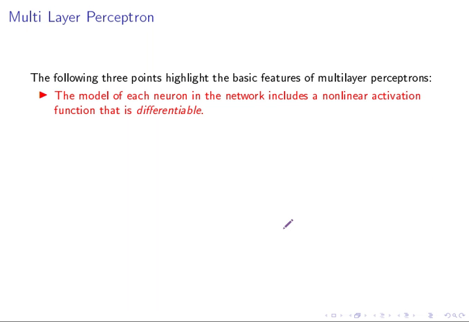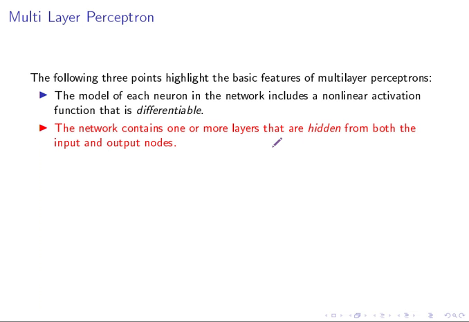Multilayer perceptron are characterized by three important features. The model of each neuron in network includes a nonlinear activation function that is differentiable. The first point is that the activation function is nonlinear, and also the activation function is differentiable. This is an important point. In case of perceptron, we had activation function simply heaviside function, that means which output is only 1 and 0. Here the activation function must be differentiable.